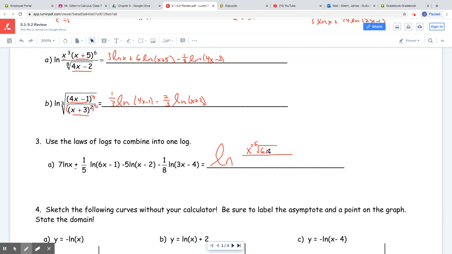6x minus 1. All right, now I have a negative, which means I go to the bottom. X minus 2 to the 5th. Minus, I stay on the bottom. So 1/8 means the 8th root. That is an 8, promise. Of 3x minus 4.